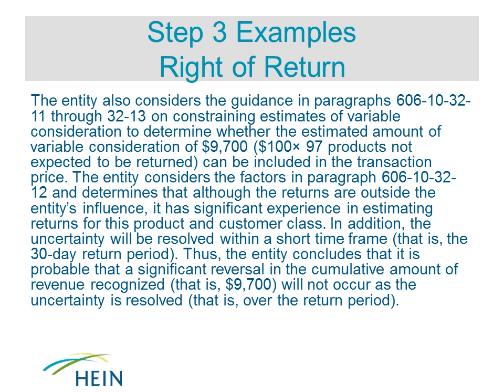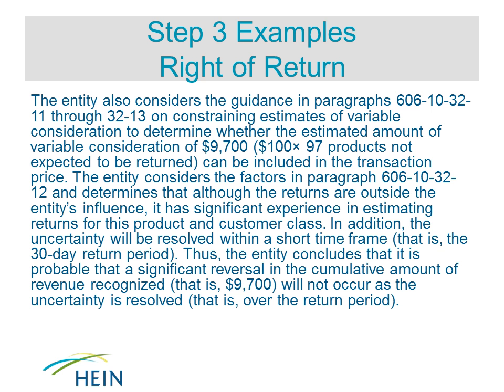This next slide, again, I apologize for the small fonts here. A lot of words, small font. But really what this is getting into is our constraining estimates of variable consideration popping up yet again here. Ultimately, they are deciding that because they have significant experience in estimating returns for this product and customer class, and also that the uncertainty will be resolved within a short time frame, the entity concludes that it's probable that a significant reversal in the cumulative amount of revenue recognized will not occur as the uncertainty is resolved. So the probability threshold in this example is passed.